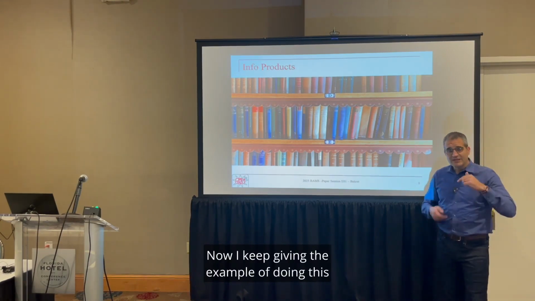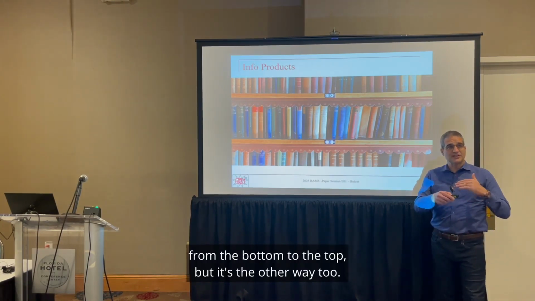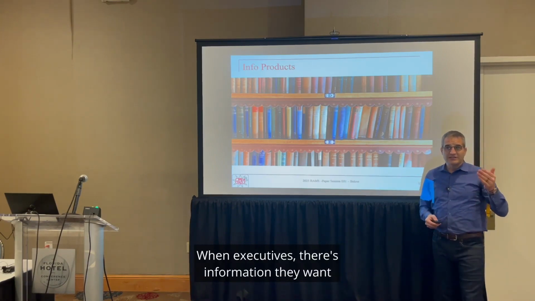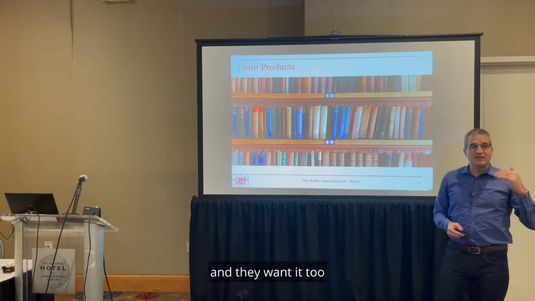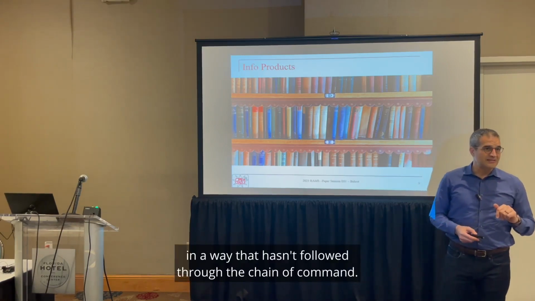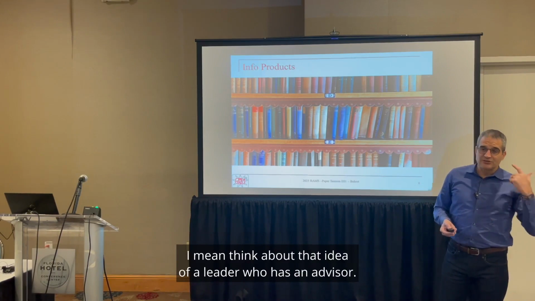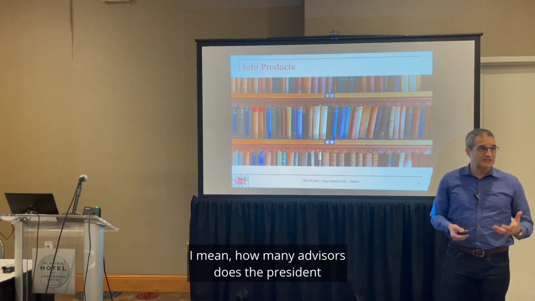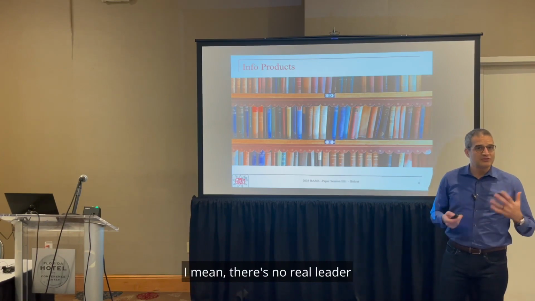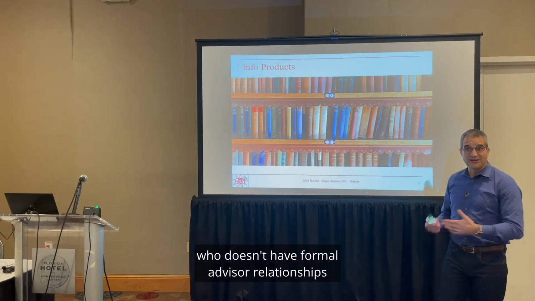office. Now, I keep giving the example of doing this from the bottom to the top, but it's the other way too. When executives want information, they want it in a way that hasn't followed through the chain of command. Think about the idea of a leader who has an advisor. How many advisors does the President of the United States have? How many advisors did a king have? There's no real leader who doesn't have formal advisor relationships.